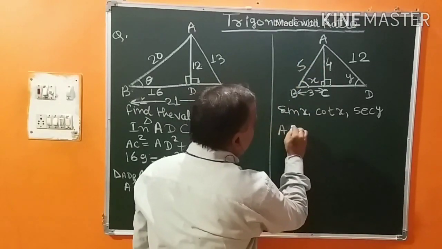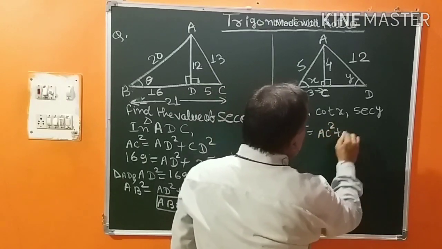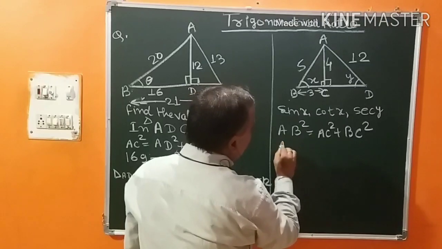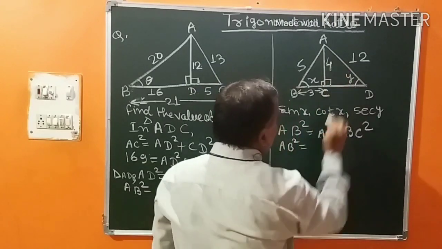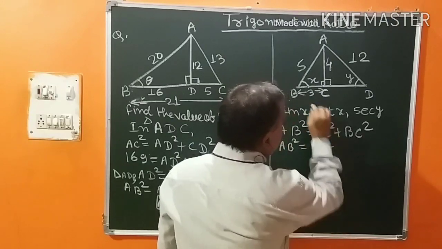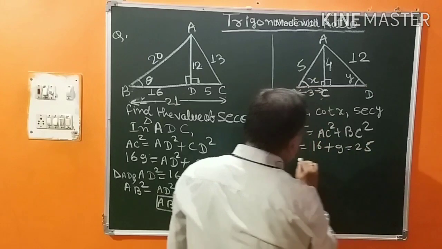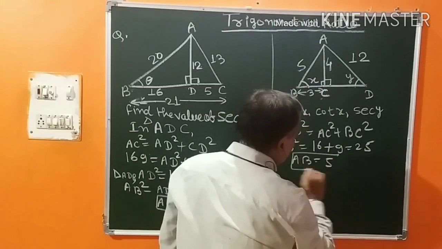Simply we can write AB square equal to AC square plus BC square. AB we have to find. AB square equal to the value of AC square. AC is 4, so square will be 16. BC is 3, so square will be 9. So 16 plus 9, 25. So AB equal to 5 unit.